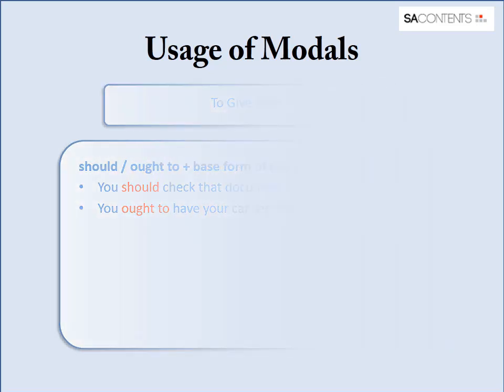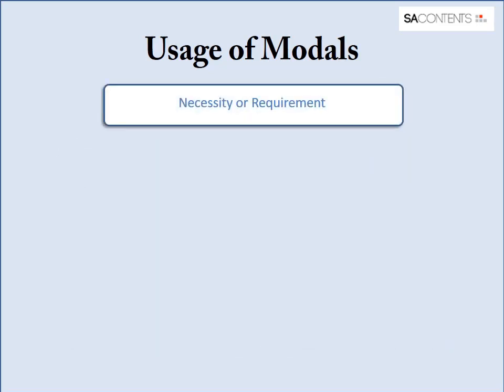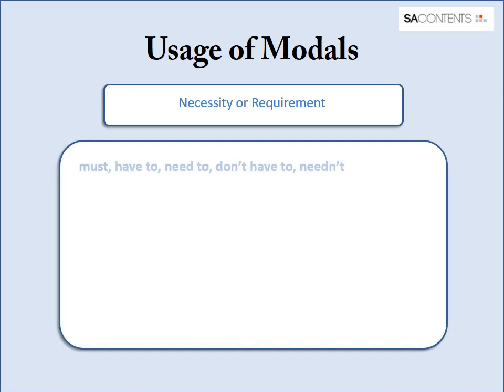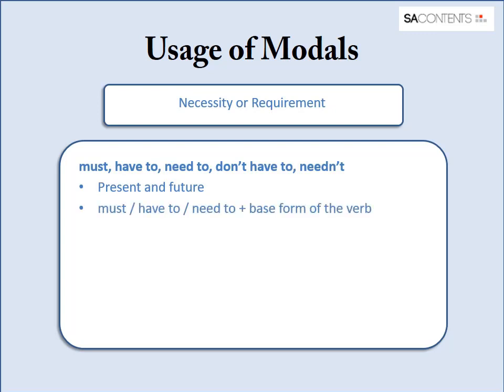Now let's look into the modals which we would use to express necessity or requirement. Must, have to, need to, don't have to, need not. For present and future, we would use the structure must, have to, or need to plus base form of the verb. Let's understand with an example.